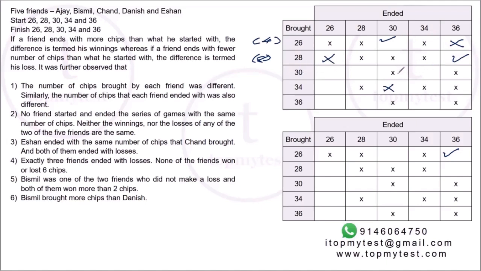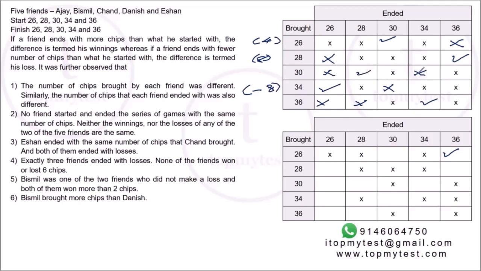Right. Now 30 cannot make a profit, because we already have 2 people who are making a profit. And even if 30 makes a profit, the profit will be 4, which again will be the case. So 30 cannot end with 34, which means 36 will end up with 34. So this is out. This is out. Now we know 34 will end with 26. That's the only place left. 34 will end with 26. That's minus 8. Right. So this is out.